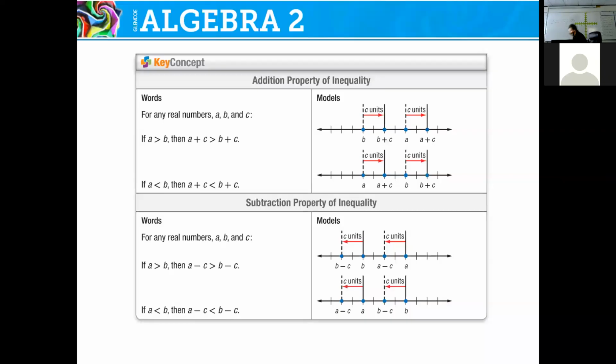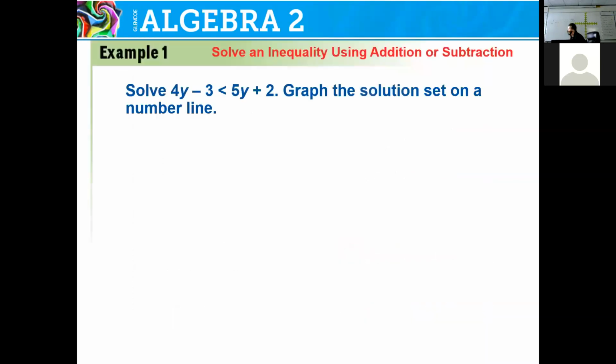Okay, so this brings us to our first example. It says solve an inequality by using addition or subtraction. They give us solve 4y minus 3, which is less than 5y minus 2, and we're going to graph the solution on a number line. So what I'm doing is just writing down my equation so that I'm able to work with it. 5y plus 2, and we want to graph it on a number line.